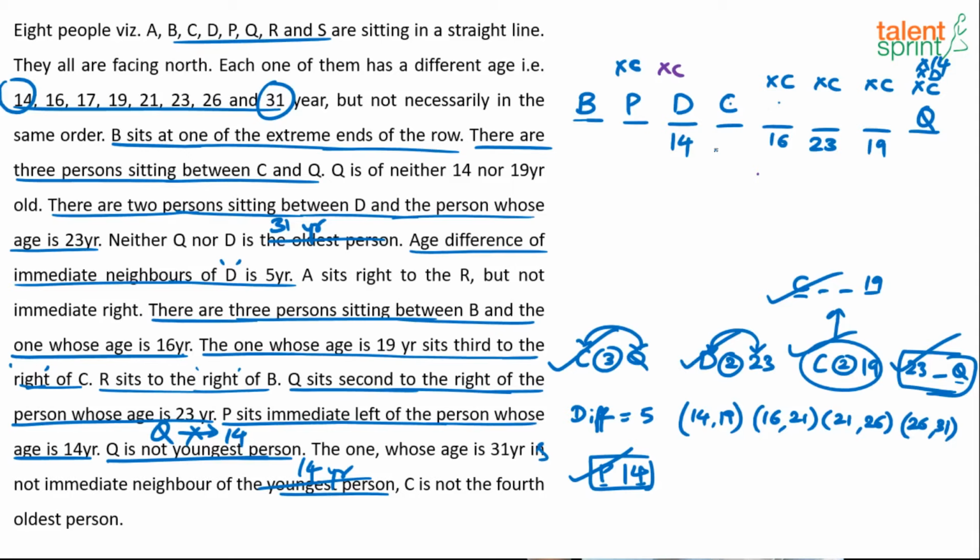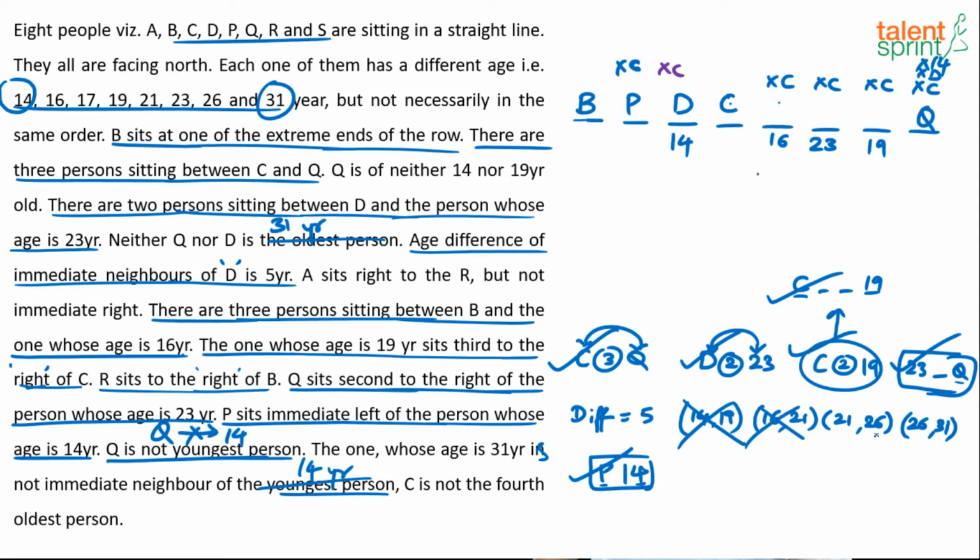Who are the neighbors of D? P and C. So can P and C take 14, 19? No. We know that each person has got a different age. Since D has already taken 14, P and C cannot take 14, 19. So 14, 19 is ruled out. Can P and C take 16, 21? No, because 16 is coming somewhere here. So it cannot be an age of a neighbor of D. So 16, 21 is also ruled out.